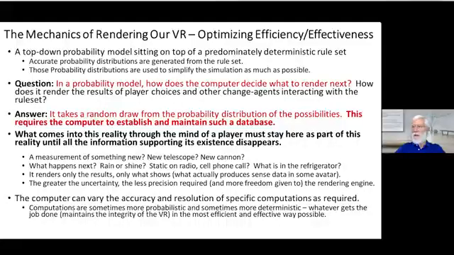That's easy. But what if you had 10,000 cannons firing and you had to start with elementary particles, work your way up into molecules, and then work it that way? It would take you 10 years just to compute all of that, if you could compute all of that, every molecule, every atom. You see, it doesn't work that way. That's too ineffective. Our reality doesn't work like that. It's computed as a probability model sitting on top of a predominantly deterministic rule set. And the probability distributions are used to simplify the simulation.